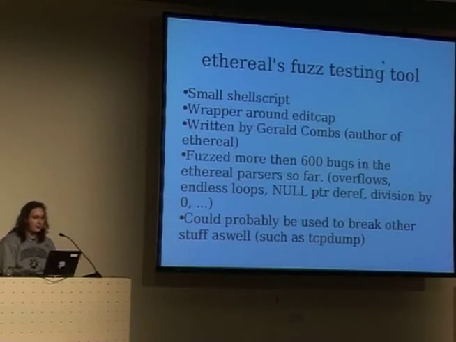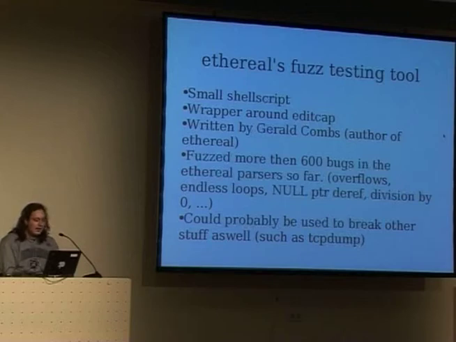So they made their own little fuzzing tool, and they used editcap, which is a tool they've made, and they made a small shell script around it, which does some statistics and tells you some things that editcap wouldn't. And it's written by the guy who made Ethereal, Gerald Combs. And today, I think they fuzz more than 600 bugs in Ethereal. That's kind of impressive. The usual stuff: overflows, endless loops, null pointer references, division by 0, and a lot of other things.